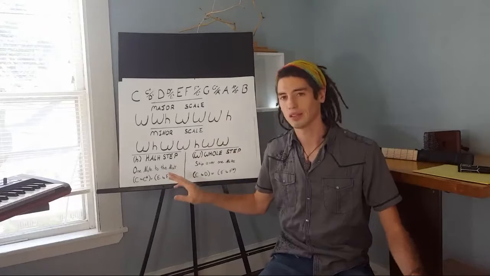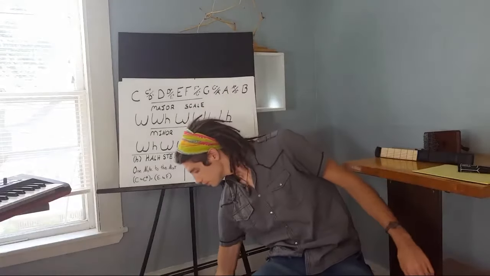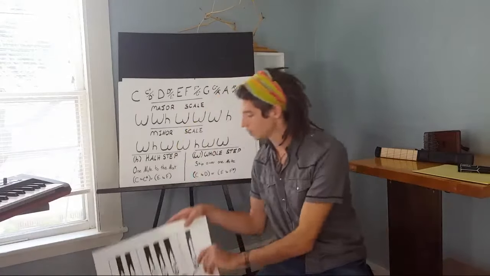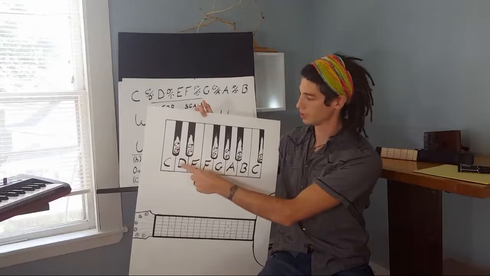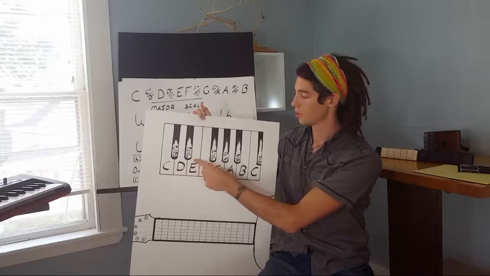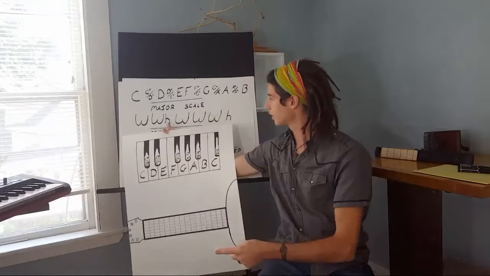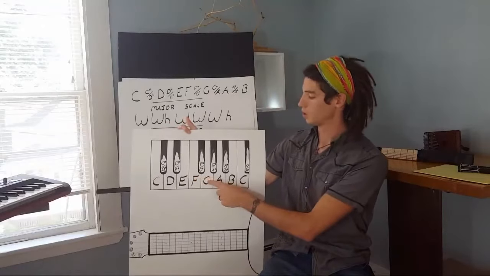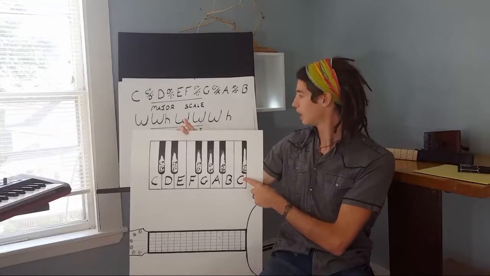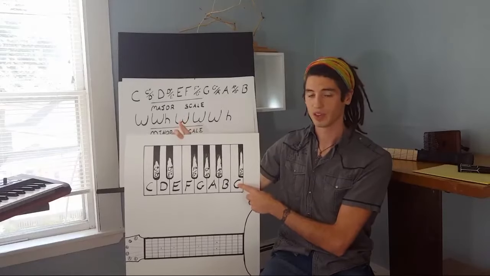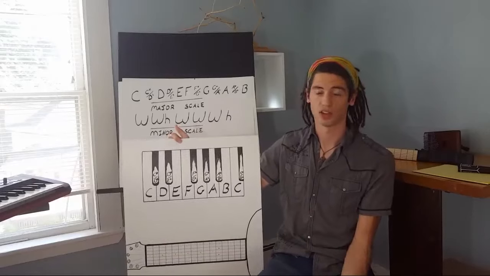So what that means is if I started on a C, if I do a whole step, I jump over this note and I get on D. I do another whole step, I get on E. E to F is a half step, just like right here. Whole step to G, whole step to A, whole step to B, half step back to C. That is my C major scale. I just followed that formula.